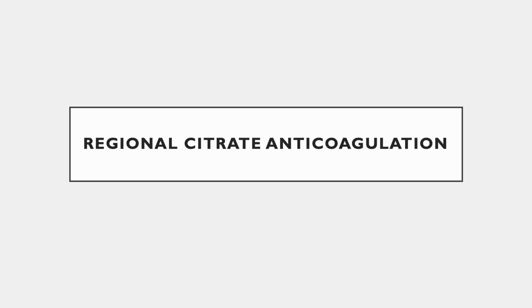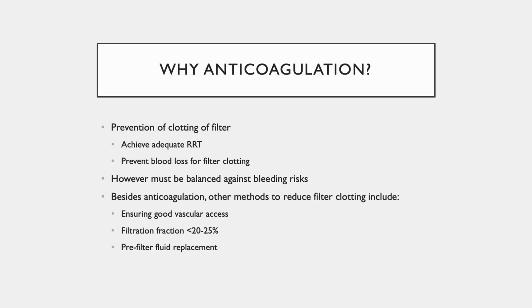So in the next couple of slides, we'll be discussing anticoagulation for CRRT, and specifically focusing on regional citrate anticoagulation. So why is anticoagulation required? It's mainly required to prevent clotting of the filter in order to achieve adequate renal replacement therapy, and to prevent loss of filter life. However, this has to be balanced against bleeding risk. And importantly, besides anticoagulation, other important measures to reduce the risk of clotting include having good vascular access, ensuring that the filtration fraction is less than 20 to 25%, and using strategies like pre-filter fluid replacement.